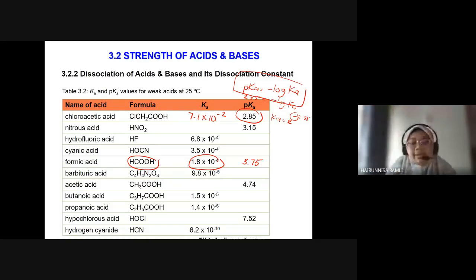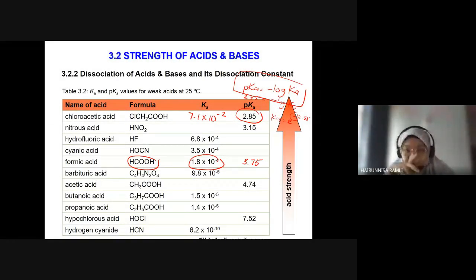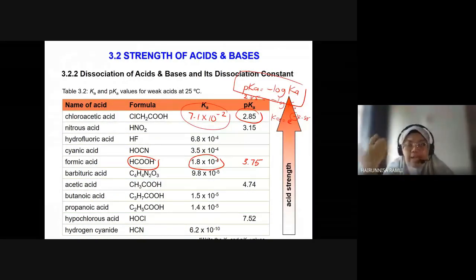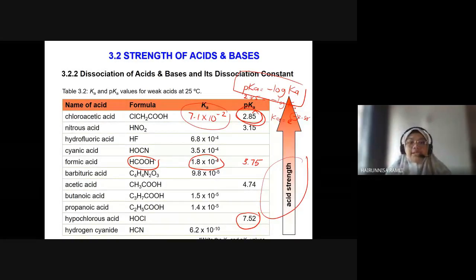Okay, ini cara dia lah. Ni dia kata acid strength. Betul lah, betul ke? Tadi kan kita kira kan? So ni paling tinggi. So lagi tinggi Ka, lagi kuat acid strength. Betul lah kan? Ni negatif 2, yang lain negatif 4, negatif 5, negatif 10. So lagi tinggi Ka, you perasan lagi rendah pKa. Kalau you compare lah dengan ni 7.52 kan? So dia terbalik eh. Dia inversely proportional Ka and pKa tu.